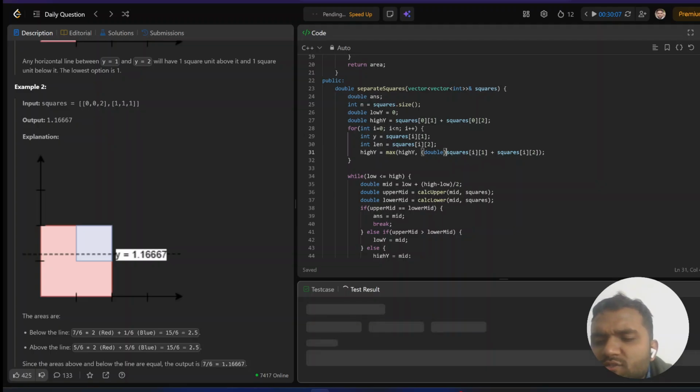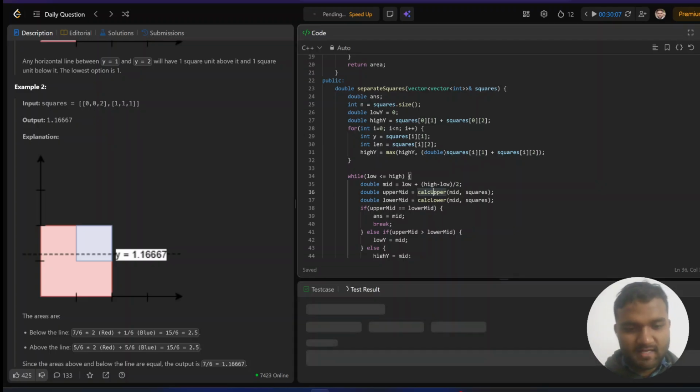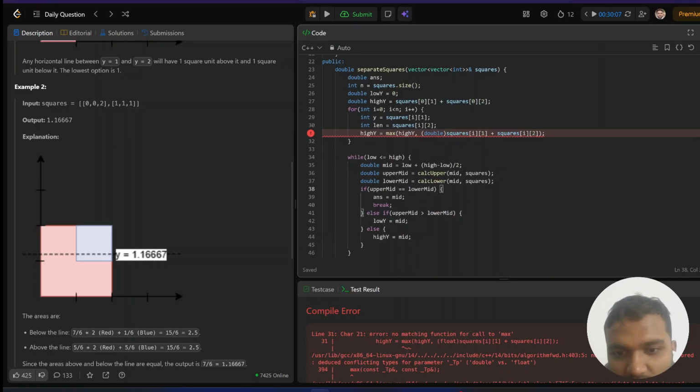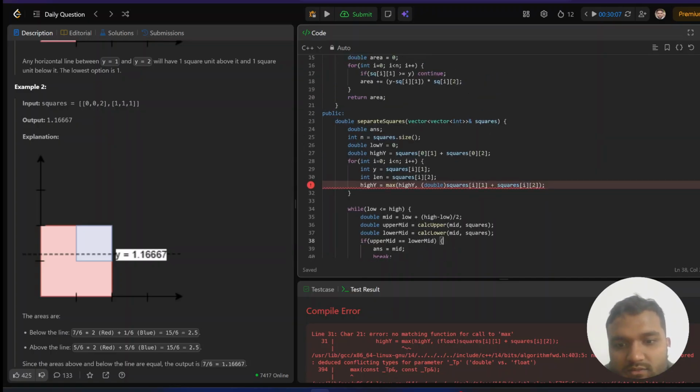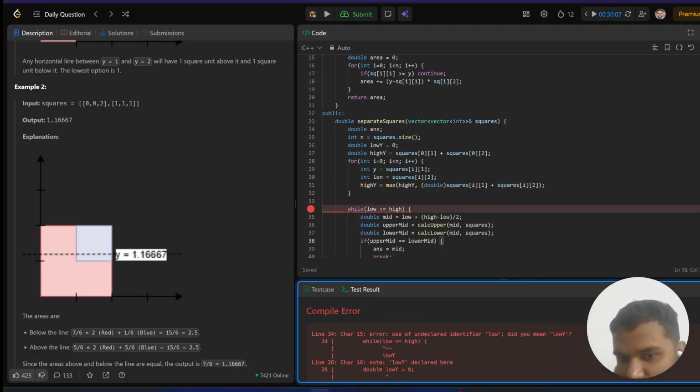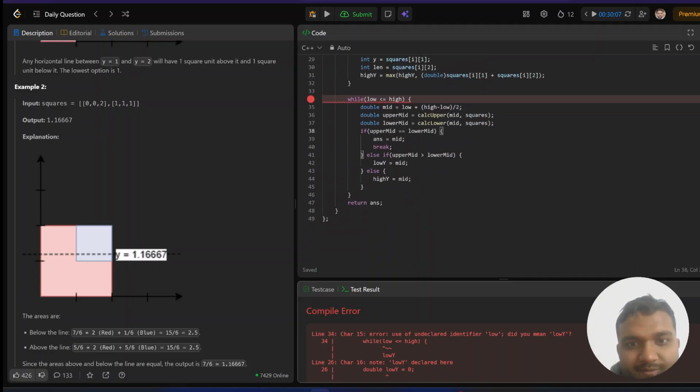Oh no. No problem. Copy it. What happens now? Again, no function. This time it should work. Okay. Low I, high Y.